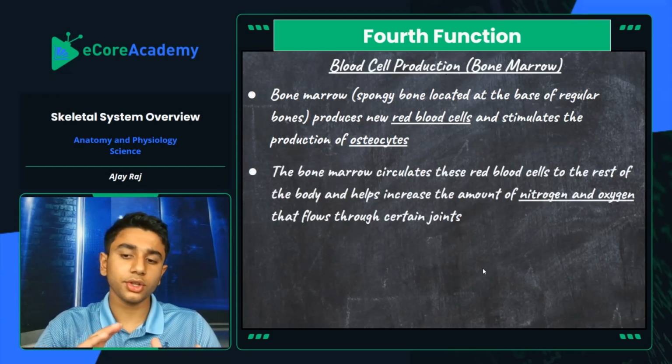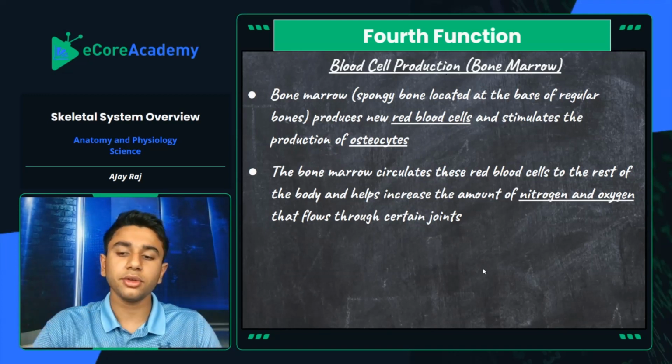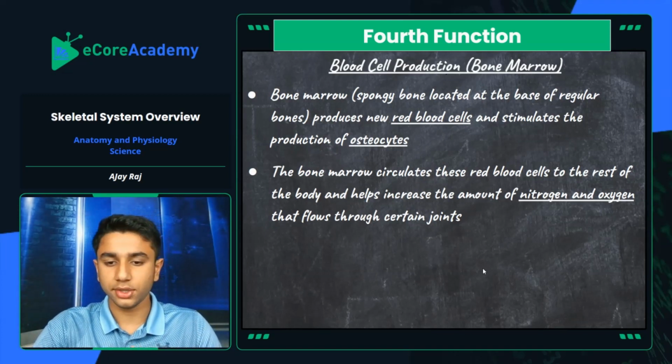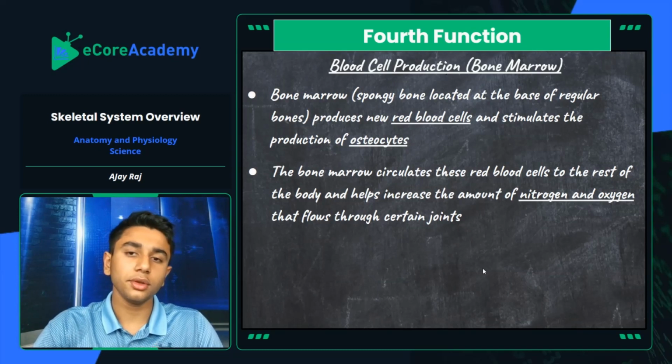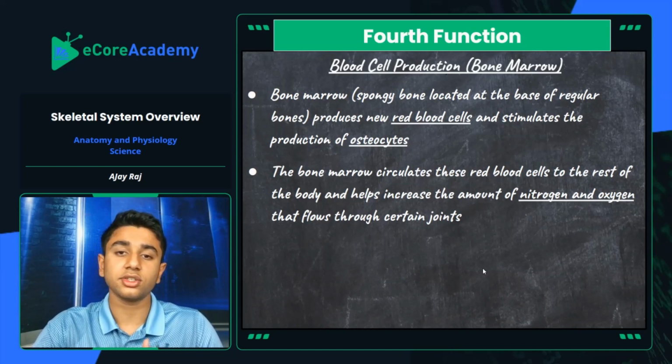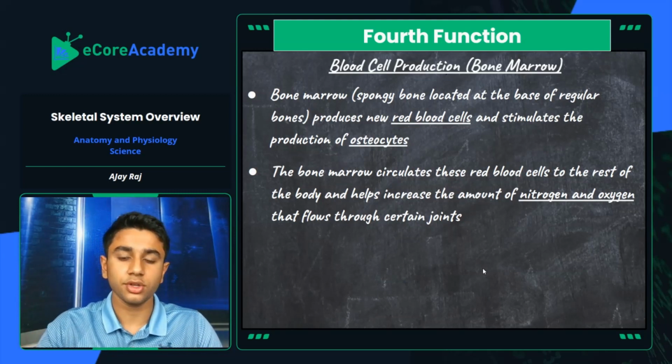The bone marrow circulates these red blood cells that it originally produces to the rest of the body and helps increase the amount of nitrogen and oxygen that flows through the joints. So it produces these red blood cells, circulates them throughout the body, and when you do that, you're actually increasing gas exchange because, like I said before in my previous videos, red blood cells help in transporting gas, such as nitrogen and oxygen, throughout the rest of the body, and these are being recirculated back into the joints to help cushion them, the nitrogen and oxygen.